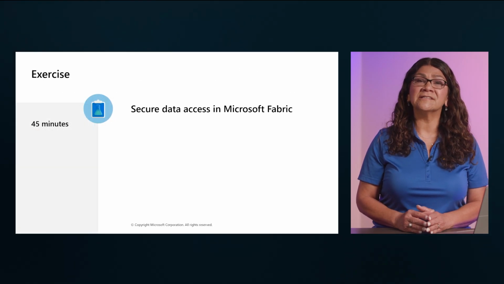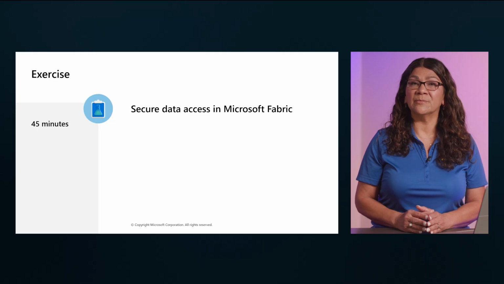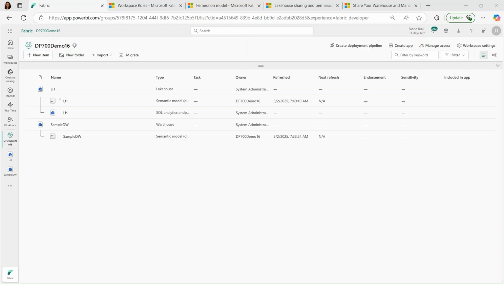Now let's talk about securing data access in Microsoft Fabric. I have my environment already set up here where I have my workspace, and I've created a data warehouse here that has sample data. I got that off of Create. There's an option in here for Create, and I chose the sample data warehouse, so it's already pre-populated with data.